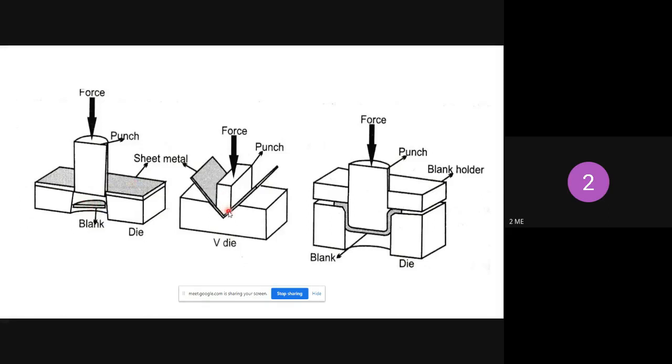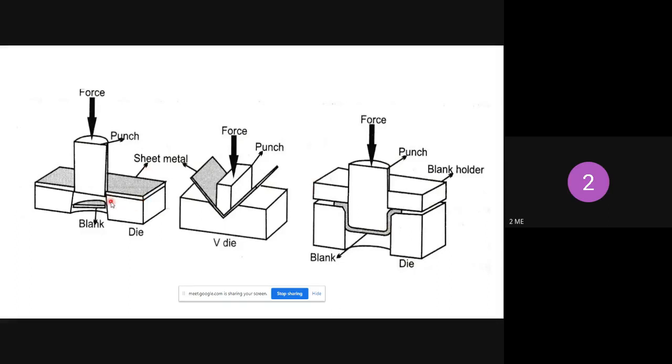Next is the V die. First, there are three different types of sheet metal operation. What are those? Cutting operation, bending operation, and drawing operation. This is called the cutting operation, this is the bending operation, and this is the drawing operation.